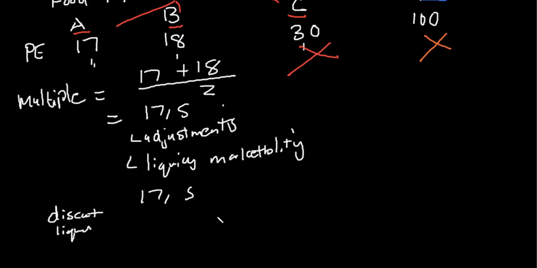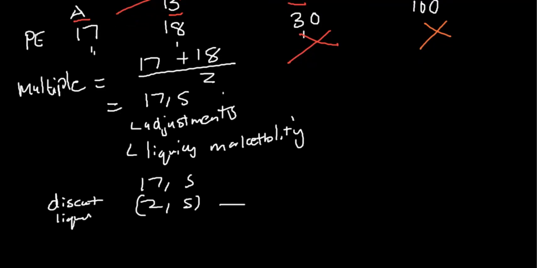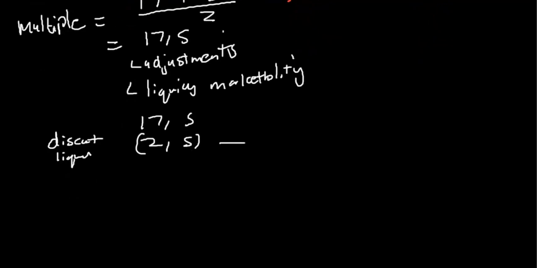So let's say this will be a minus. Let's say we make this minus 2.5, for example. So reducing the value of the entity by reducing the value of that multiple to take into account the fact that the entity we're trying to value is unlisted. So therefore, there's a discount for liquidity that we must incorporate in the multiple to show the fact that it's difficult to sell these shares.